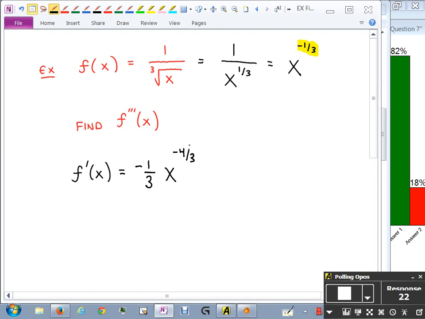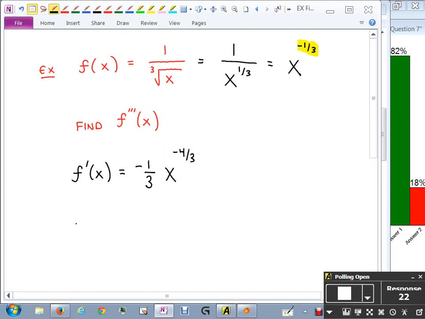Now, do you all agree I could go and try and clean this up, like drop this down, make that the cube root of that to the 4th? Yes? But if I'm going to take the derivative again, doesn't it make sense that I already know what the power on x is here? It's just glaring right there. So I'm going to just apply the rule again.